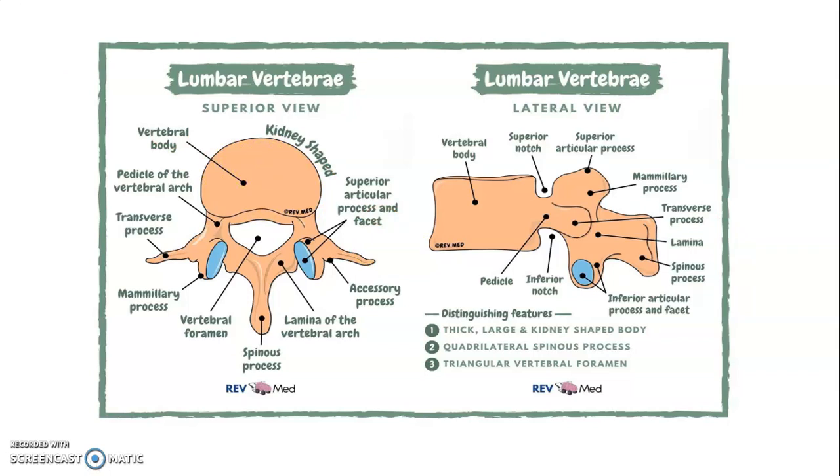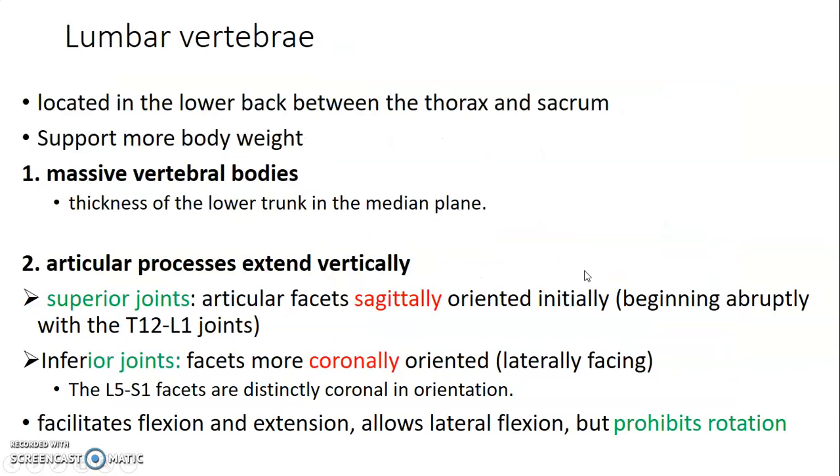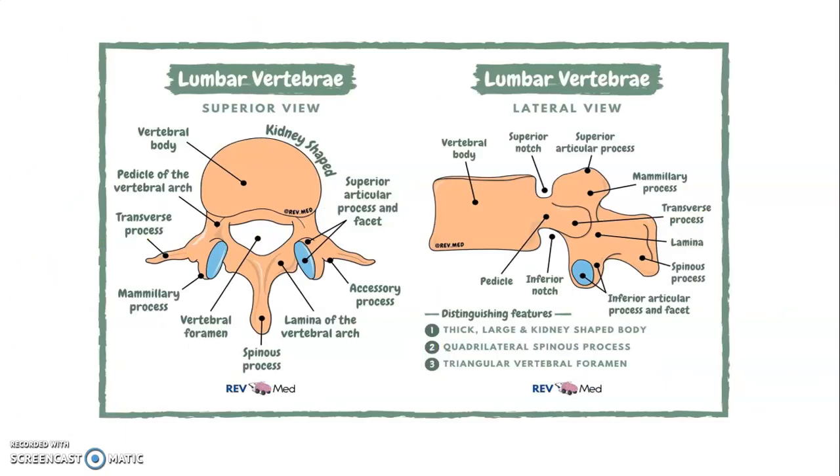Cervical had no body. Thoracic had heart-shaped body. Lumbar has kidney-shaped body. Okay? You have your transverse processes here. In thoracic, the transverse processes had foramen transversarium. Then look at the superior articular facets and the inferior articular facets. So we said the superior articular facets are sagittally oriented, while the inferior are more or less coronally oriented. Then look at the short spinous process and the mammillary body here.